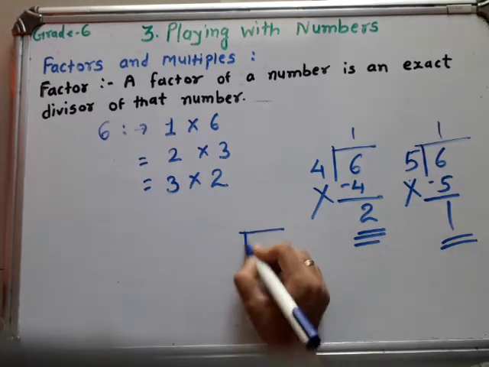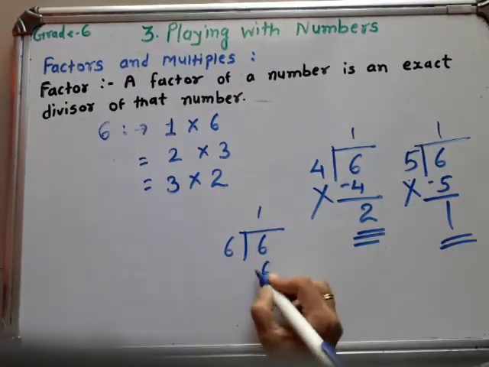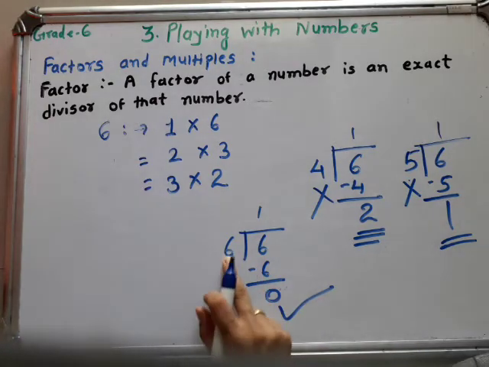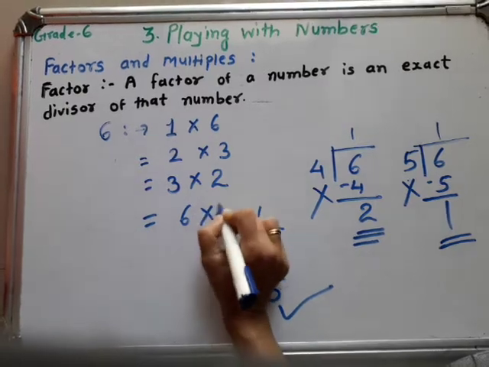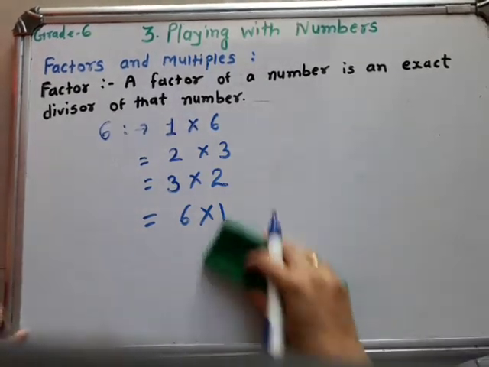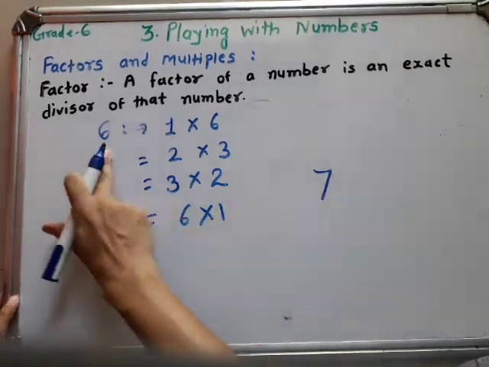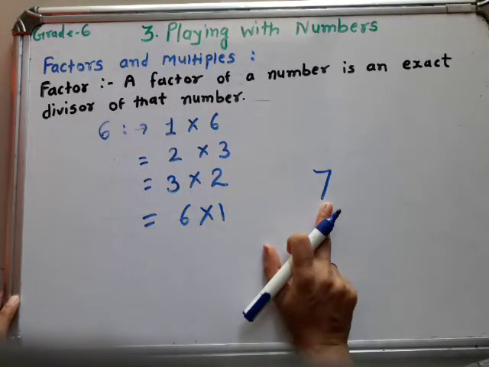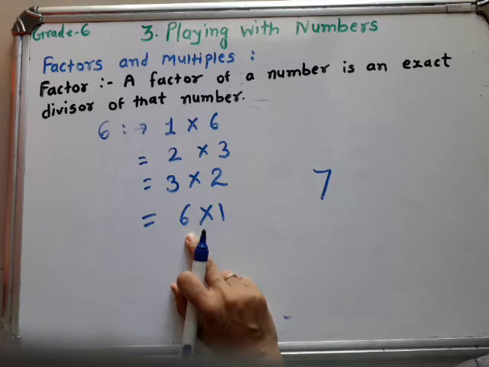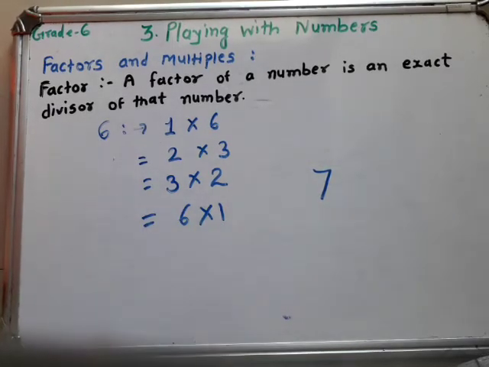Then the next number is 6. 6 ones are 6. So here we get remainder 0. Means 6 is a factor of 6. After that we get greater numbers. Which number comes after 6? 7. But 7 is bigger than 6. Then 8, then 9. These all numbers are greater than 6. So 6 is the highest or greatest factor of the given number. So we write here.